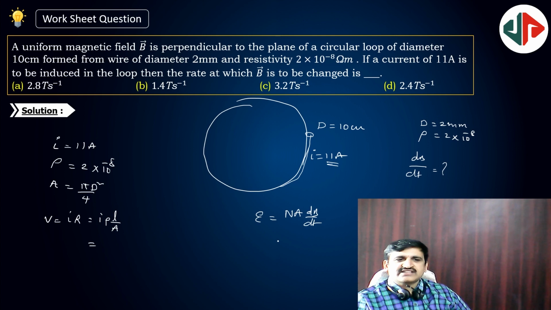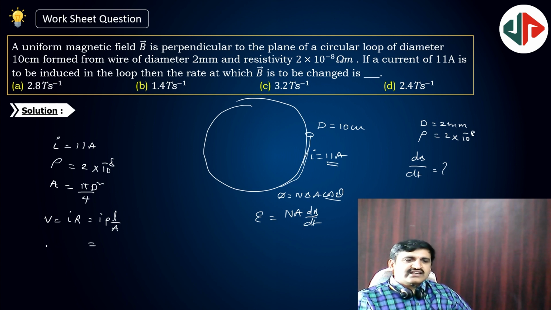So here area gets cancelled, no need to calculate, so that it will be done easily. Because flux phi is equal to NBA cos theta, isn't it? So cos theta value maximum you can take, and N is number of turns, 1 only, so I don't want to write N. So A into dB by dt is equal to I rho L by A. That means dB by dt is equal to I rho L by A square.